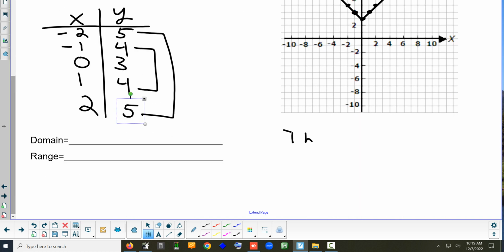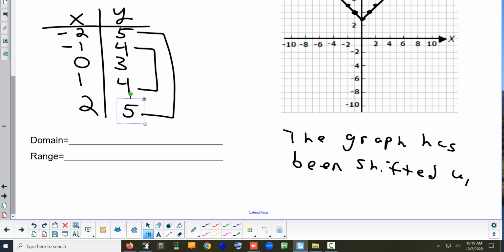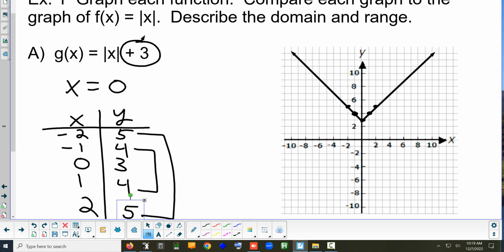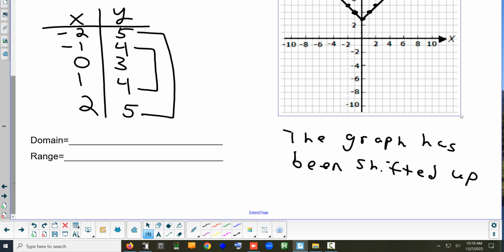So we're going to say, let's write it right here. The graph has been shifted up. We're going to say a little bit more. How much did it move up? Yep. 3 units because of the +3. Normally it would be at the origin. 1, 2, 3. Move the V up 3. So the graph has been shifted up 3 units. Okay, domain. We already talked about that.